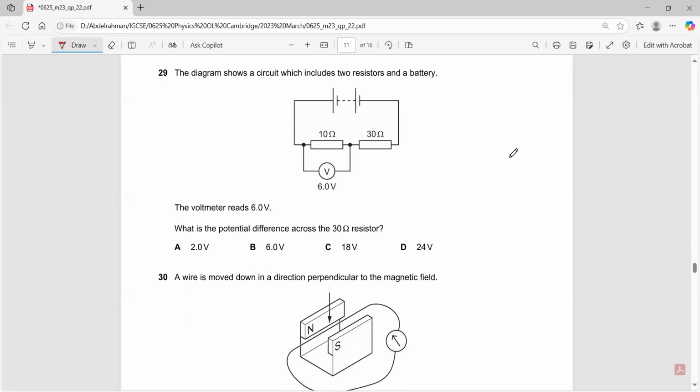Voltmeter reads 6 volts. What is the potential difference across the 30 ohm resistor? That's easy. If you have 10 ohms giving you 6 volts, then 30 ohms will give you what? Cross multiply, 18 volts, right? If he asked about the EMF of the battery, it would have been 24 volts.